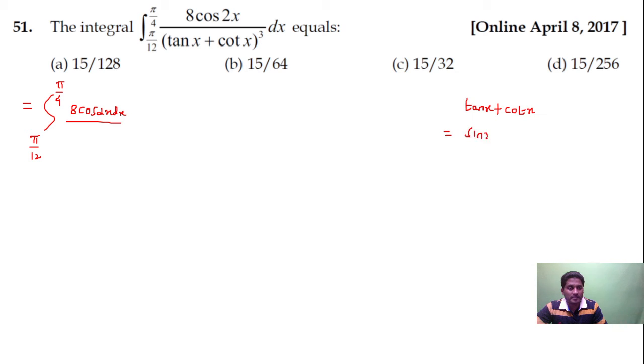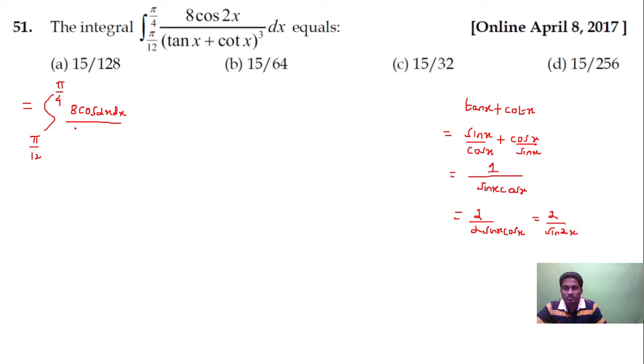If I write this as sin by cos, and if I write this as cos by sin, okay, I'm going to take LCM as sin x cos x. Okay, and then if I cross multiply, you get sin square x plus cos square x, that is equal to 1. I can write this as 2 divided by 2 sin x cos x, 2 sin x cos x, so this is 2 upon sin 2x. Tan plus cot is actually 2 upon sin 2x.